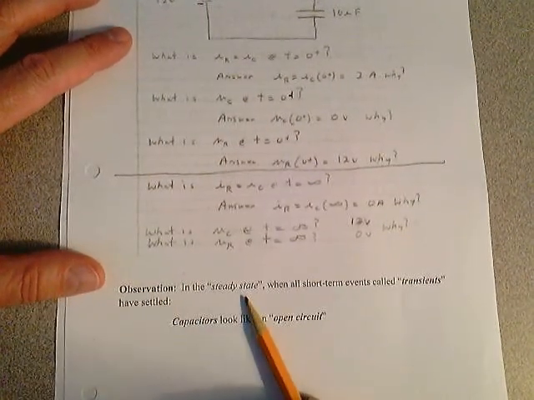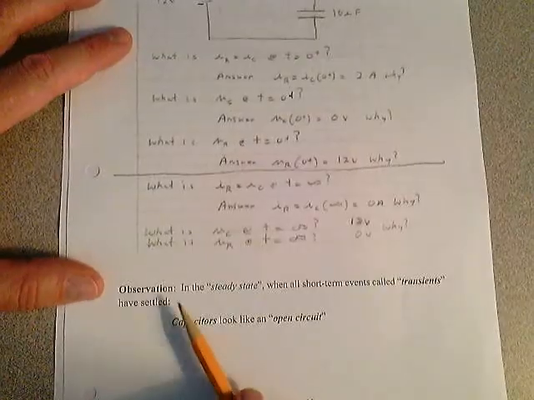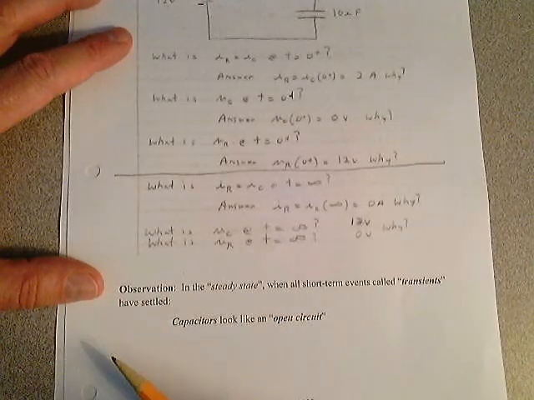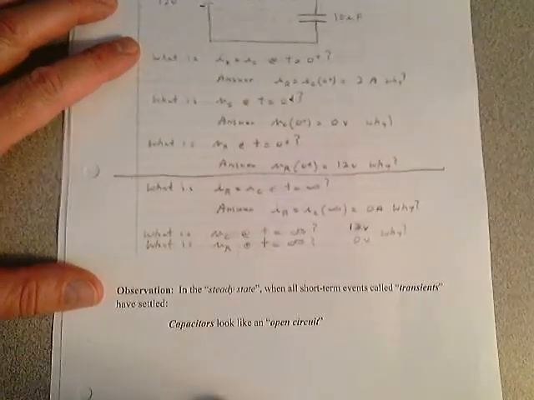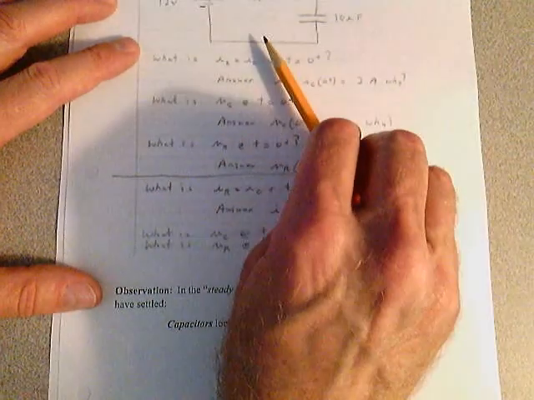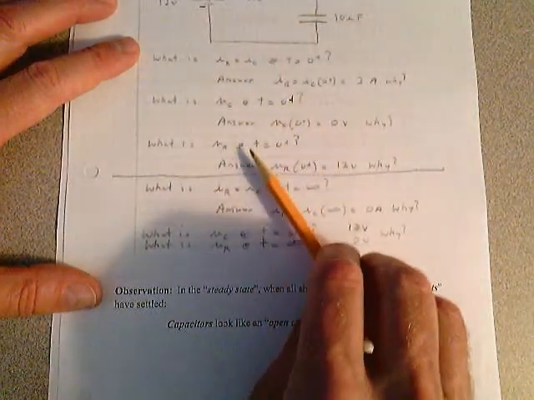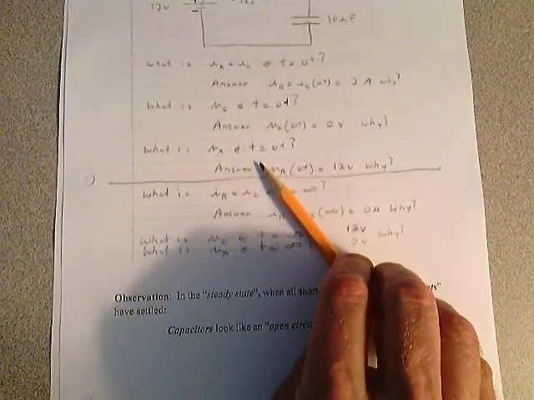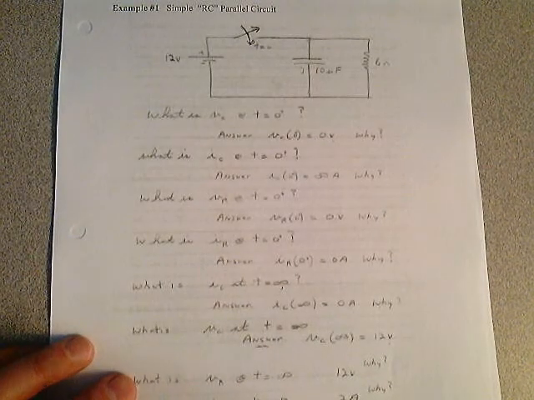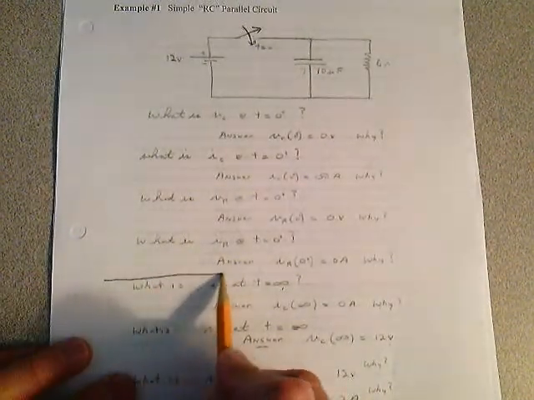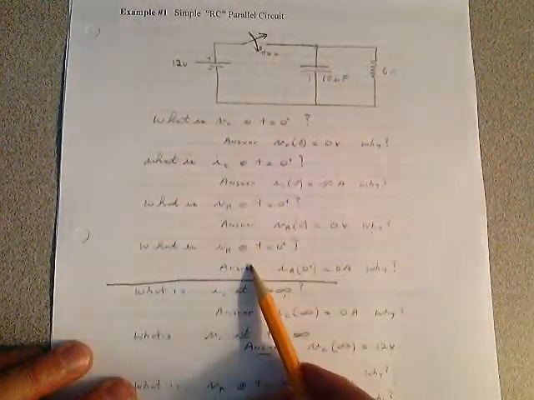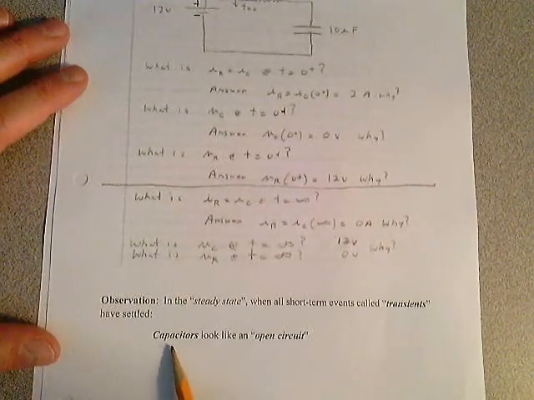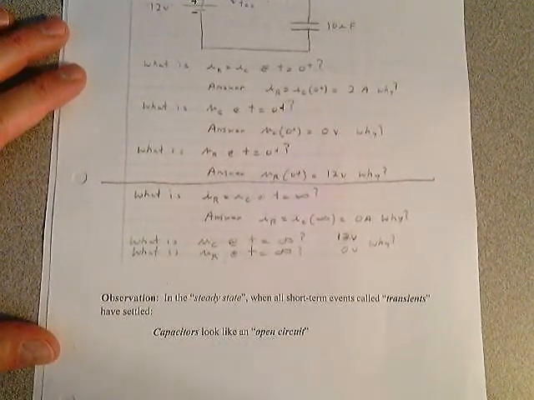Observation. In the steady state, when all short-term transients have settled, transients are short-term events. So, when you close the switches and the transients are all done, and that's what these were, these are things happening in a relatively short period of time. These are transients, both here and in that previous problem. Example 1, through t equals 0, through here. Take a look at that. These are all the transients at time t equals 0 plus. Once these have settled through, capacitors look like an open circuit.